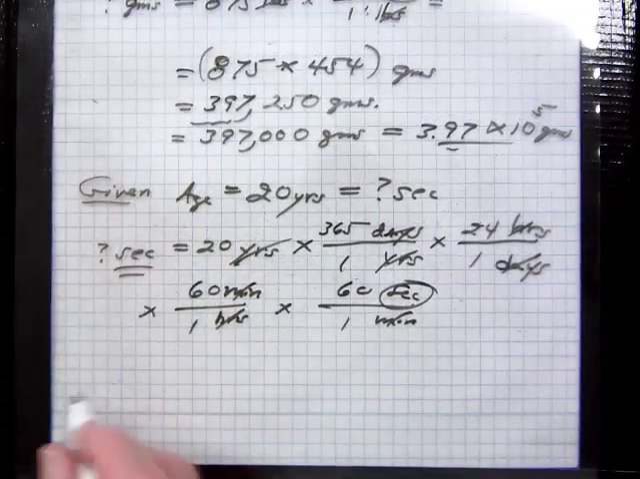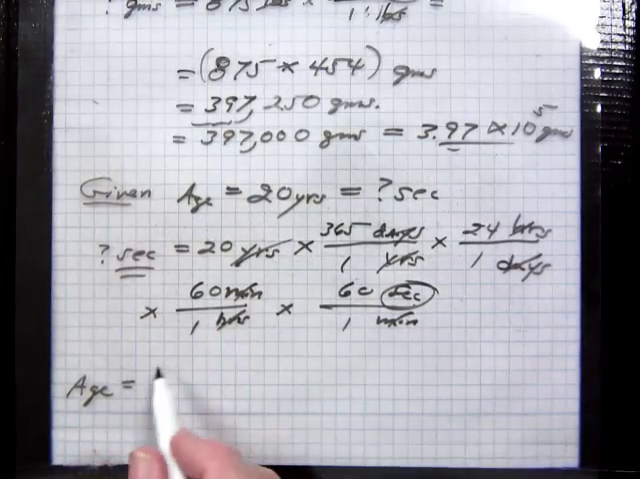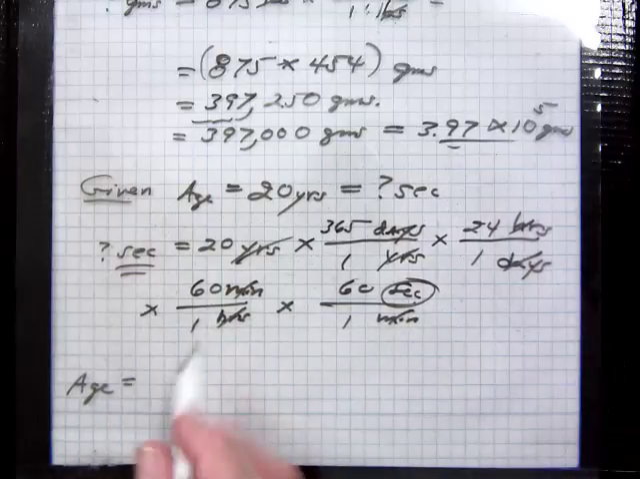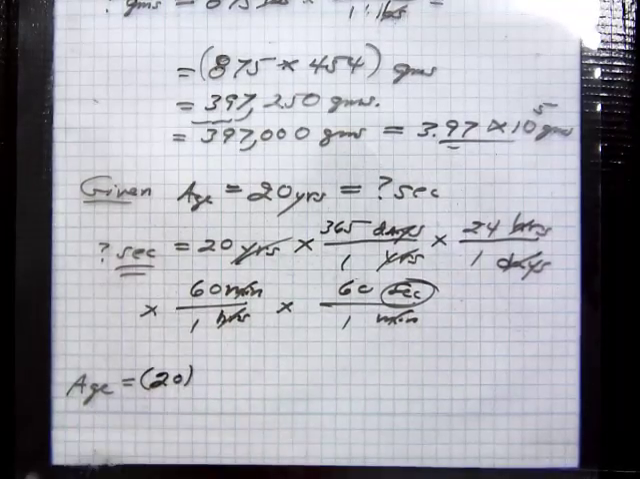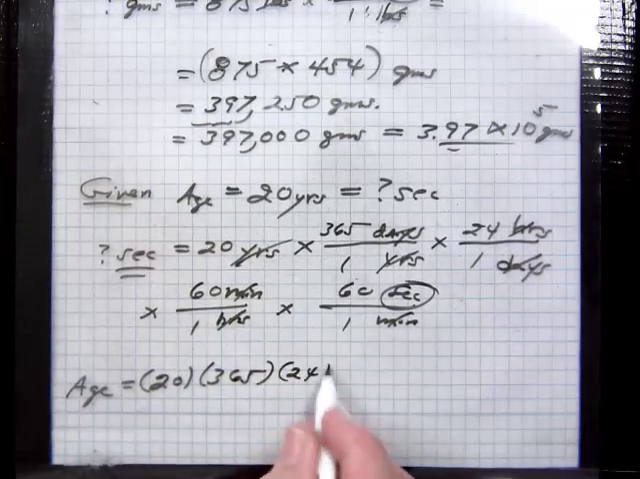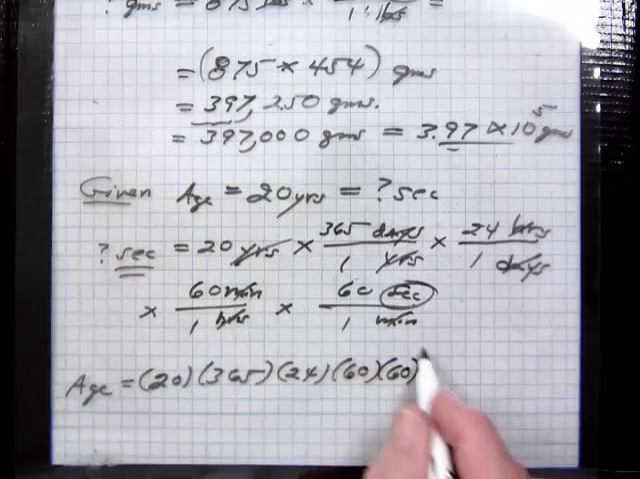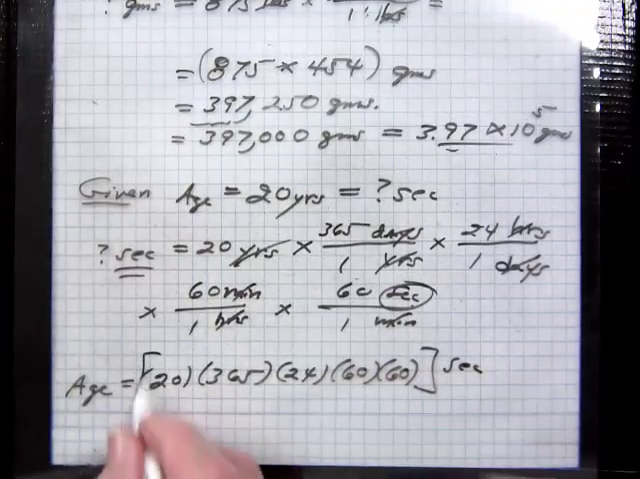And of course, our age in seconds is, everything's in numerators in this one, isn't it? 20. Doesn't always turn out like that. 365, 24, 60, 60. It comes out in seconds.